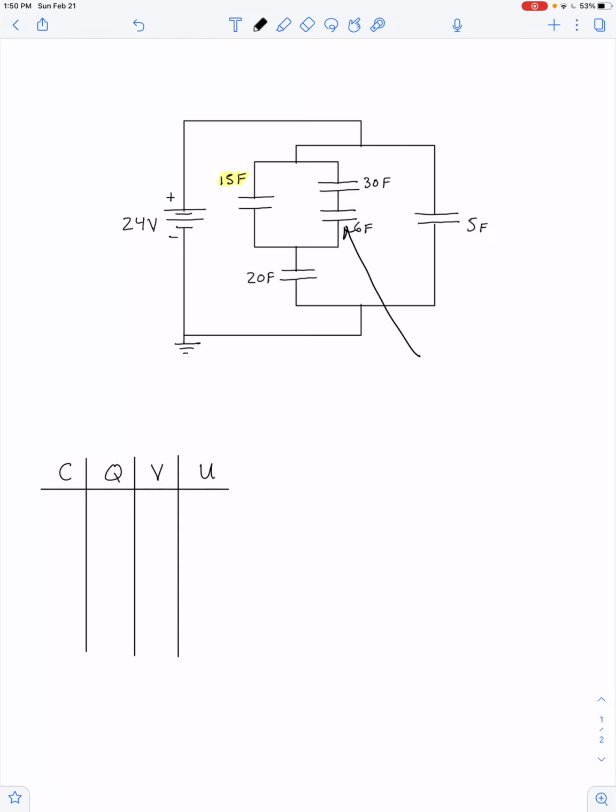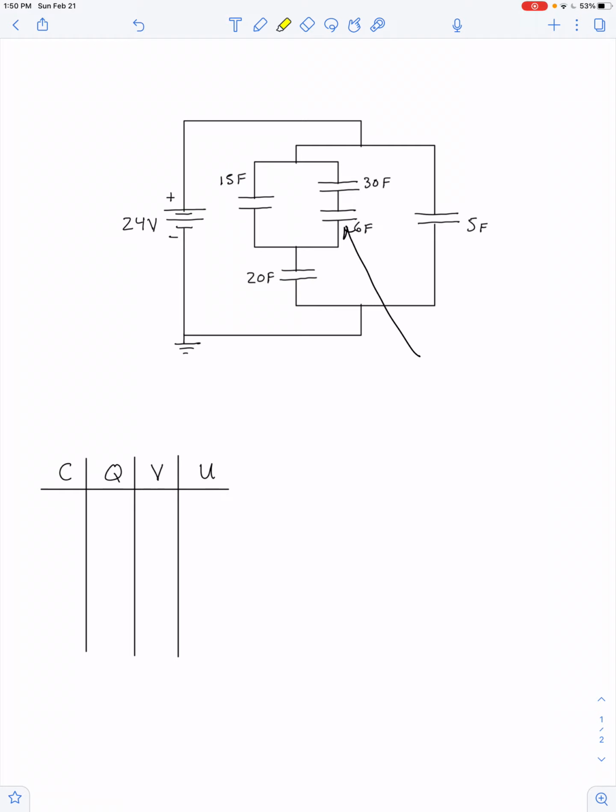Okay, so the first step in solving problems like this is to identify how the capacitors are connected. In other words, how is the 20 farad capacitor connected to the 5 farad capacitor? There's no correct answer for this. They're not connected in parallel, they're not connected in series. They don't have any simple connection between the two.